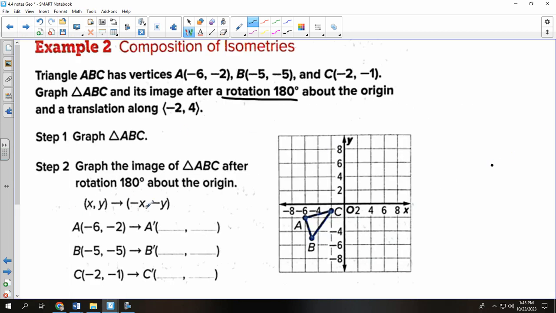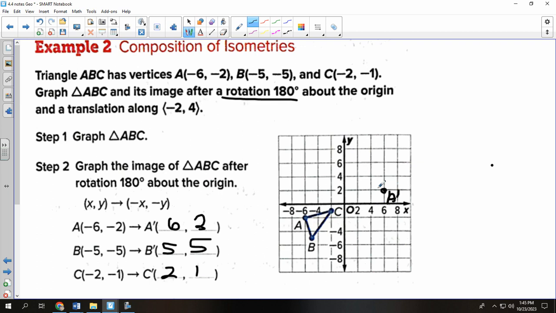So we're going to go opposites. So it's going to be 6, 2, 5, 5, and 2, 1. And that's just for fun's graph, though, so we can see what's going on. So we're rotating this 180 degrees about the origin. So 6, 2 is right here. That's our A prime.